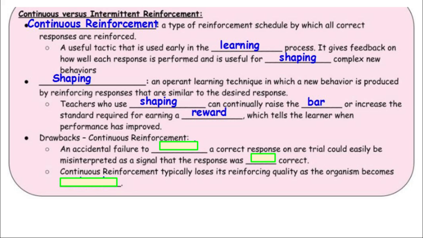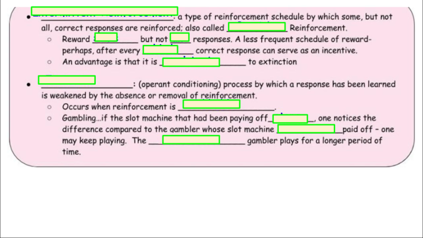Drawbacks of continuous reinforcement: when you accidentally fail to reward the correct response on a trial, it could easily be misinterpreted as a signal that the response was not correct, confusing the subject. Continuous reinforcement typically loses its reinforcing qualities as the organism becomes satisfied. So at some point in time, you're going to have to change this up, is really what it's coming down to. That leads us to intermittent reinforcement.